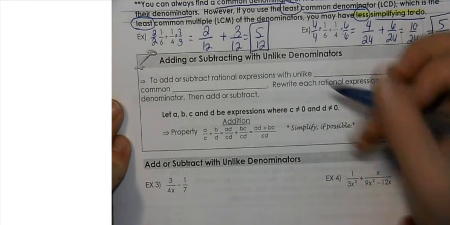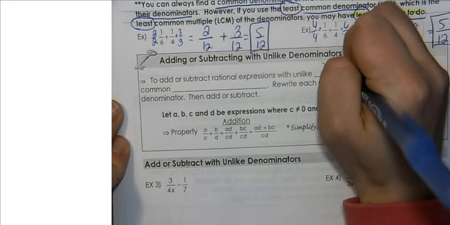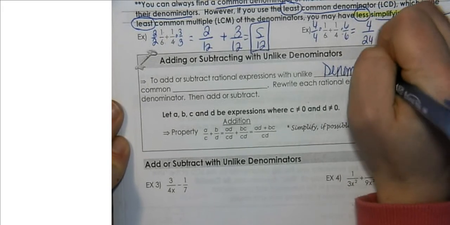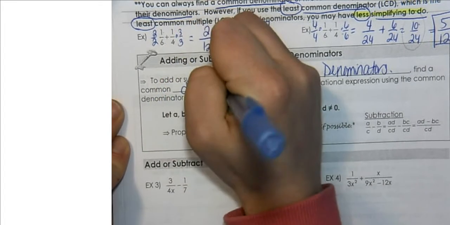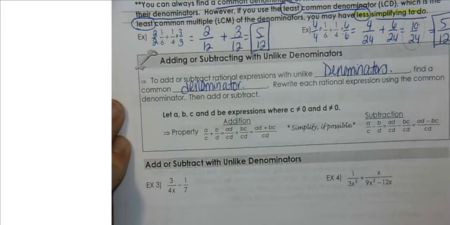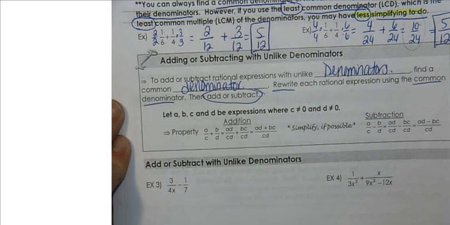To add or subtract rational expressions with unlike denominators, you're going to need to find a common denominator, preferably the least common denominator. Then you'll rewrite each expression using that common denominator and then add or subtract.